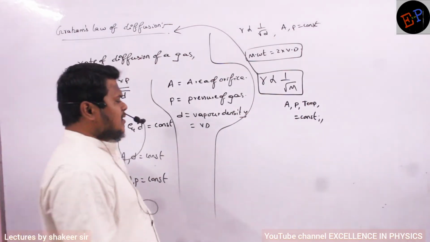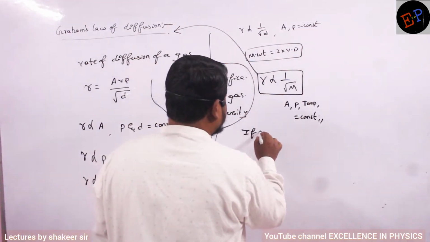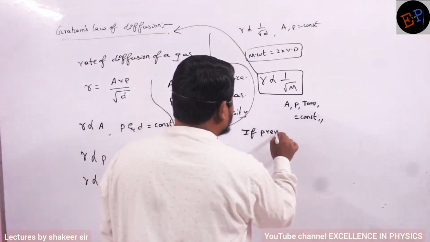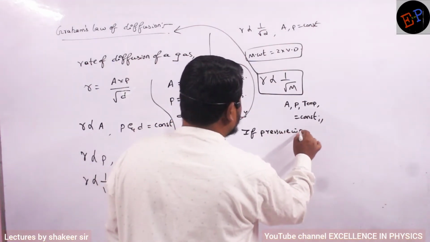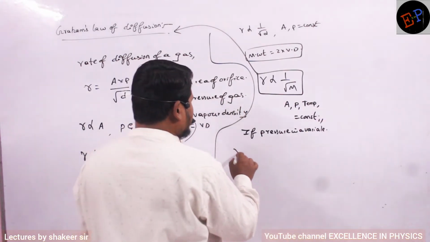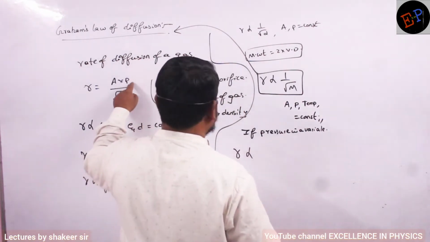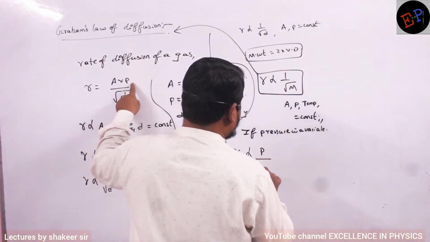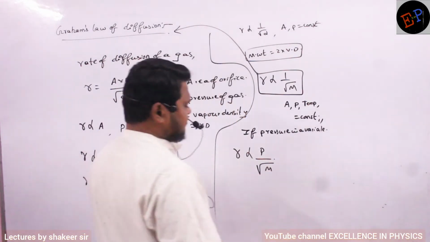And if pressure is a variable, then how do I have to write? Then I have to write R is proportional to, here I have pressure, no? So pressure divided by root M. This is how I have to write.